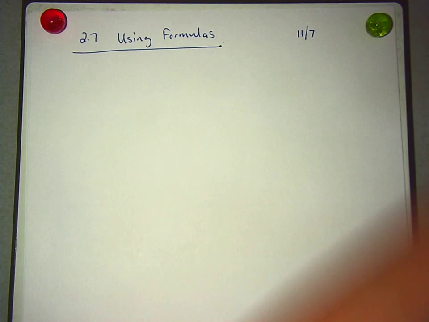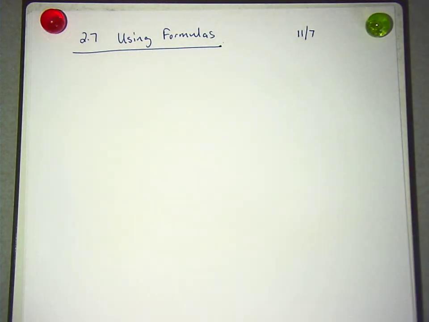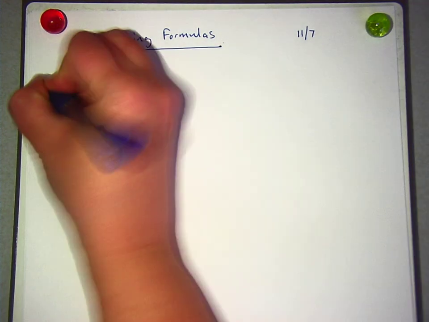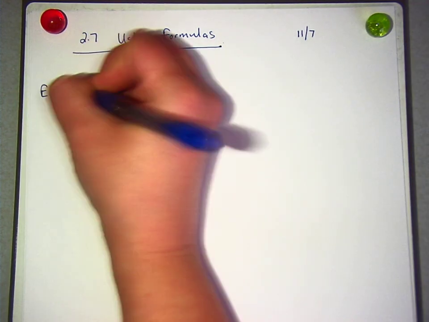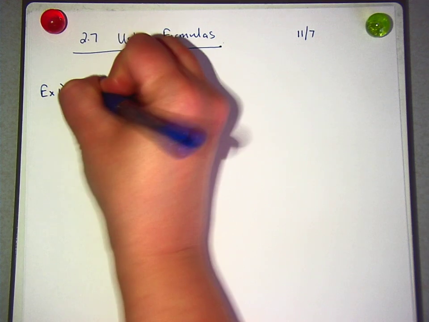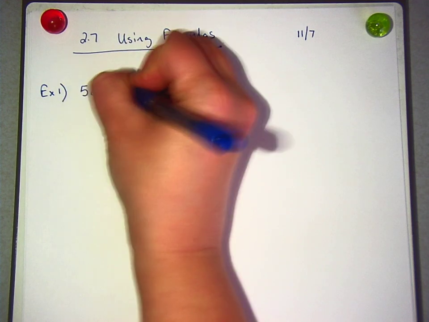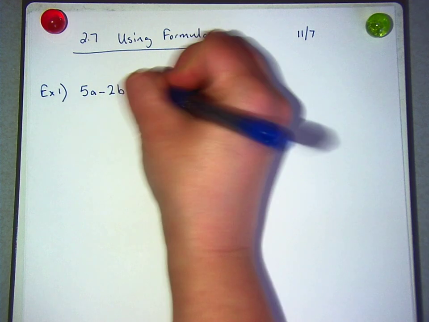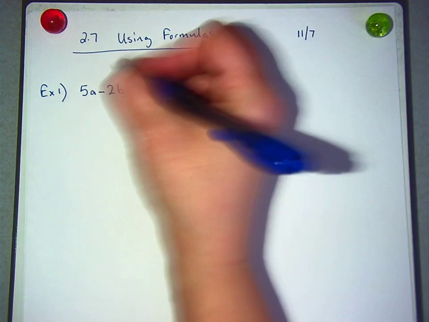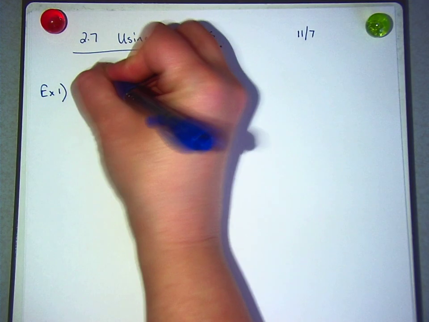So today, which is the last section of this chapter about solving equations, we're going to be trying to solve equations that don't have a number answer, but instead are just getting a formula by itself. You're going to use this a lot in science class. So let's try it out. 5a minus 2b equals 15. And we're going to solve for a.